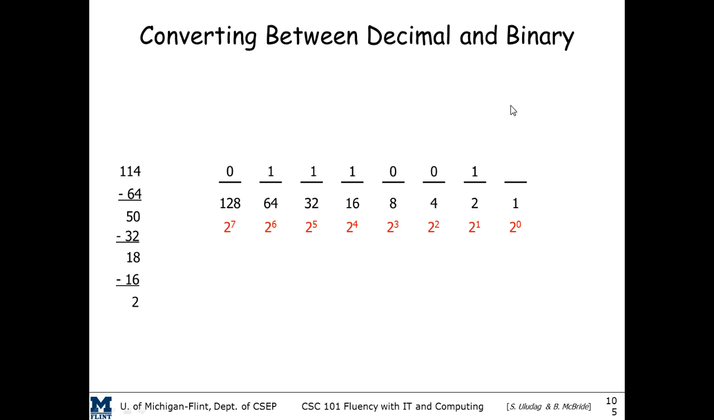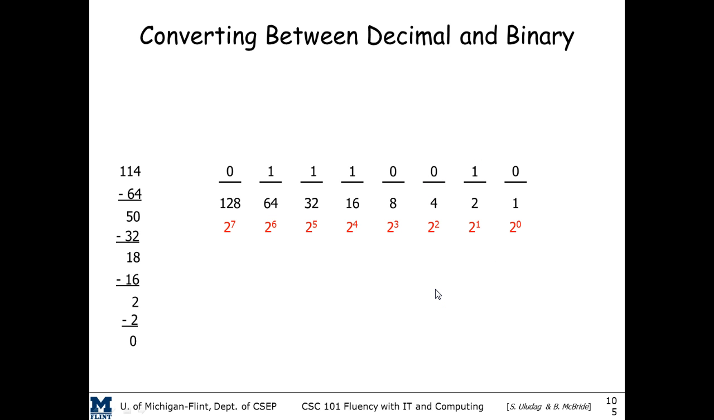And the answer, of course, is yes. We subtract 2 from 2. We get a value of 0. And our last place value is 1. Can we subtract 1 from 0? No. So we place a 0 in that location. So at the end, when we've converted 114 to binary, we have a pattern, reading from the left to the right, of 0, 1, 1, 1, 0, 0, 1, 0.